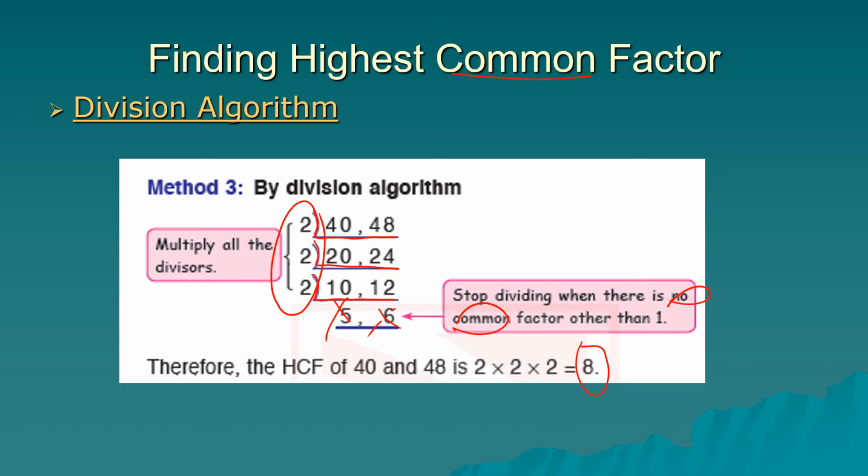So those are the 3 ways to find highest common factor. Again, those are listing, and prime factorization, and lastly, division algorithm.